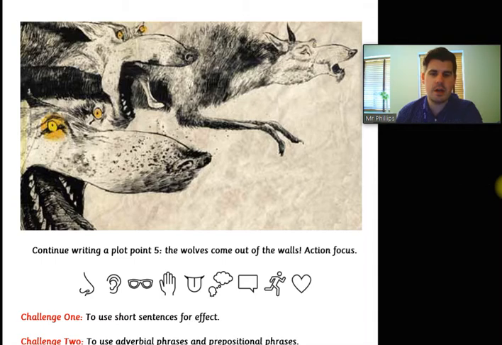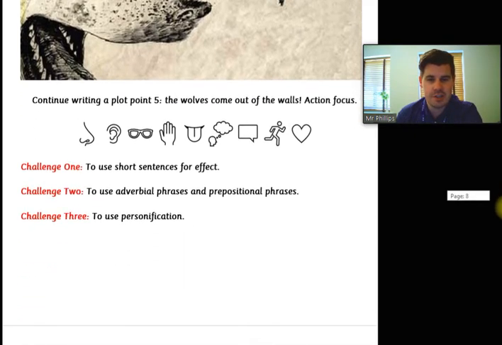On Monday, we started on our final plot point 5, the wolves coming out of the walls. And we had a description focus, didn't we? We were just focusing on describing the walls and the wolves just before they arrived. Today, we're having an action focus. Let's have a little look at what our challenges are.